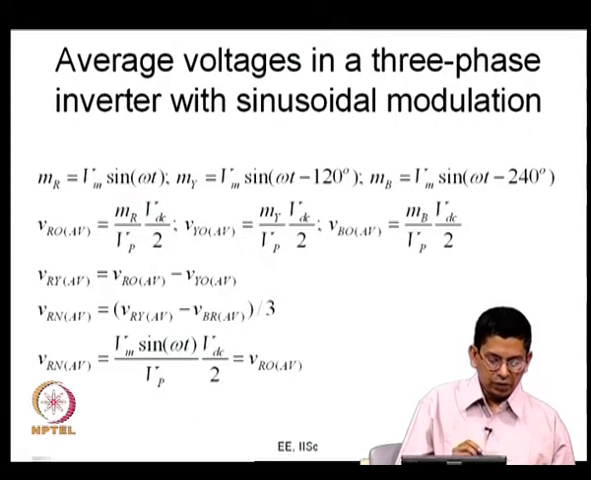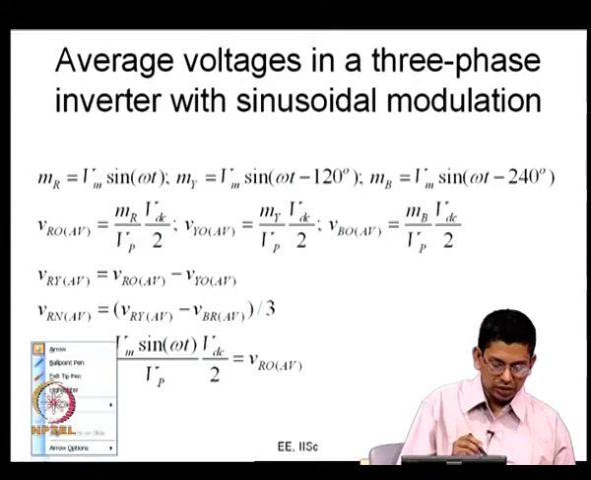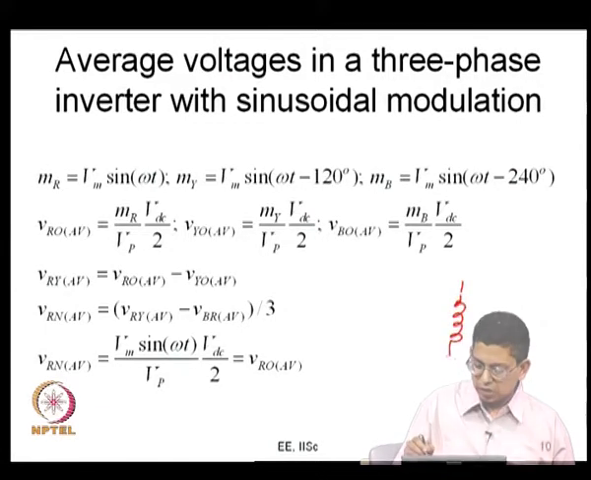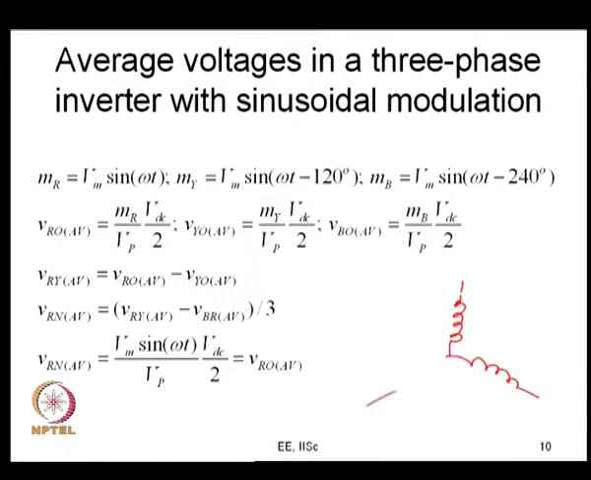Now, let us say we have a 3 phase load. Let us consider a 3 phase star connected load. Let us say our motor is there, and this motor itself has a 3 phase winding like this. Let us say this is R phase terminal, this is terminal Y, this is terminal B, and this is the neutral point. This neutral N is the load neutral, and this is different from the DC midpoint O.